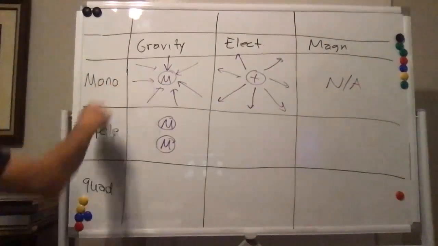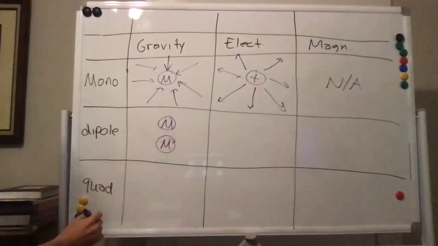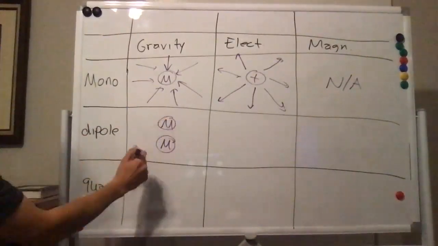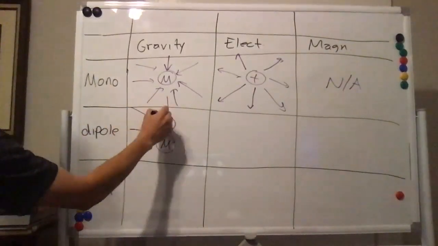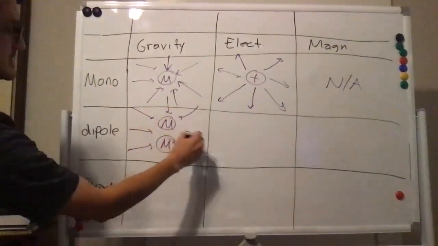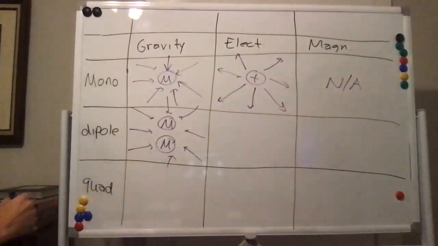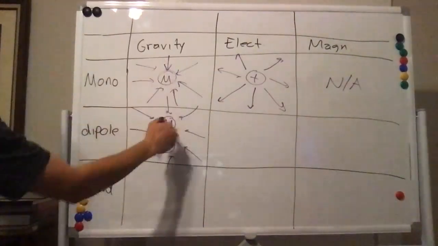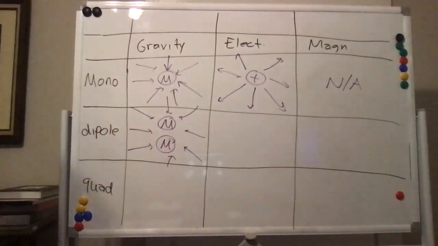Actually, it will look kind of the same as the mono, right? Maybe just a little change in here. Yeah, with, I guess, a zero field in the middle. Is it zero field though? Yeah, I guess they're both attractive. Yeah, so not zero in the middle.